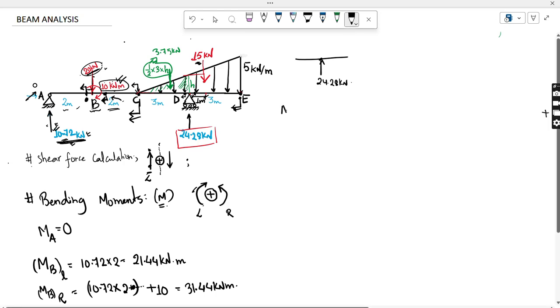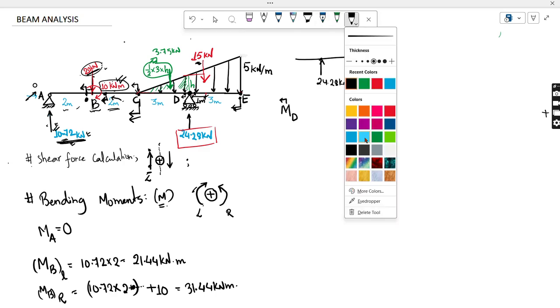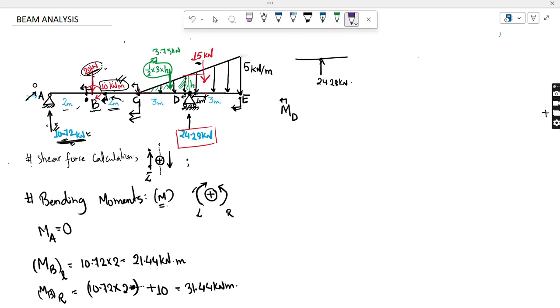So I am going to find the moment at point D, and again I am looking towards the left of the beam. You can imagine you are at this point here. I think I have to do this in another color. Let me choose this indigo. Okay, so I am at this point. This is point D, and I shall look towards the left. So looking towards the left, what do I see? First I come across this point load.